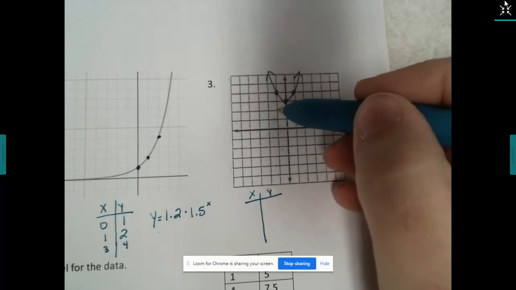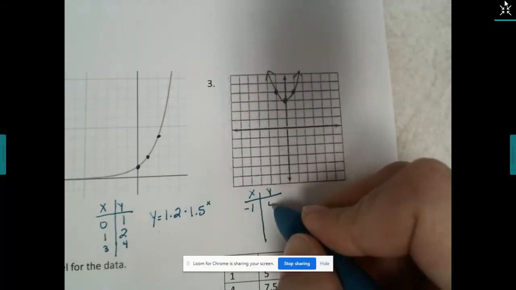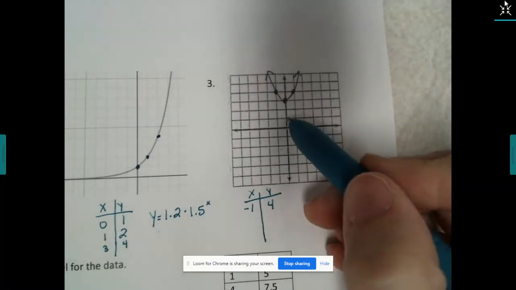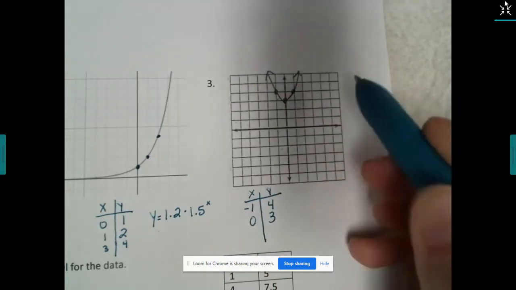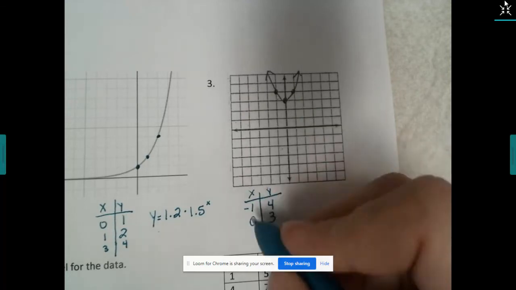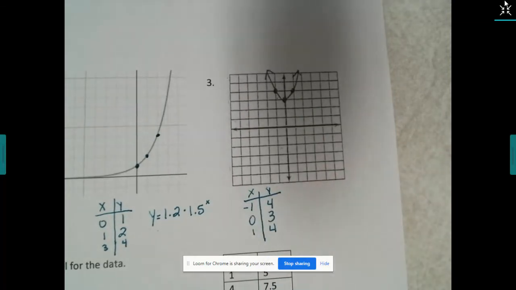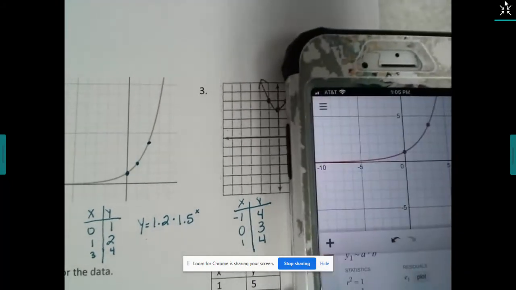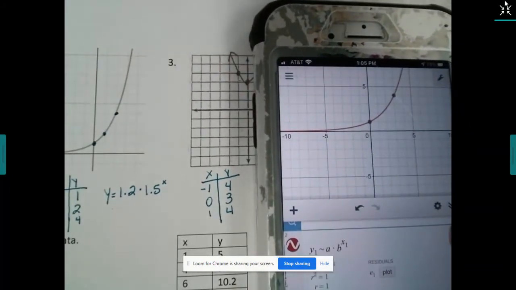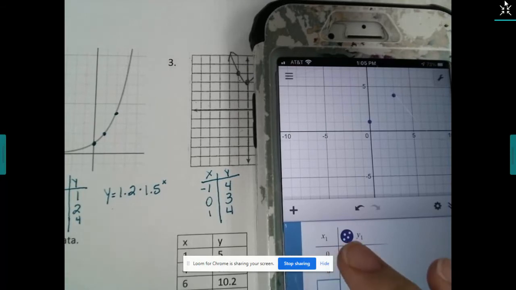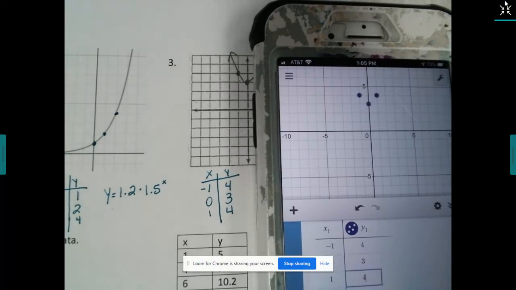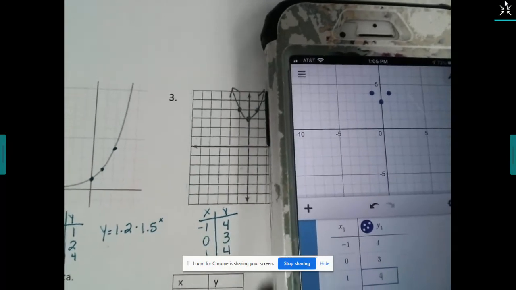So we have -1, 4. We have 0, 3. And we have 1, 4. Okay. So let's type them in. So we have -1, 4. We've got 0, 3. And 1, 4. Again, it's going to graph them for us.